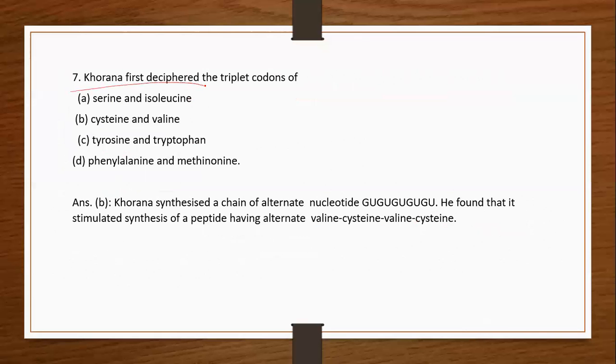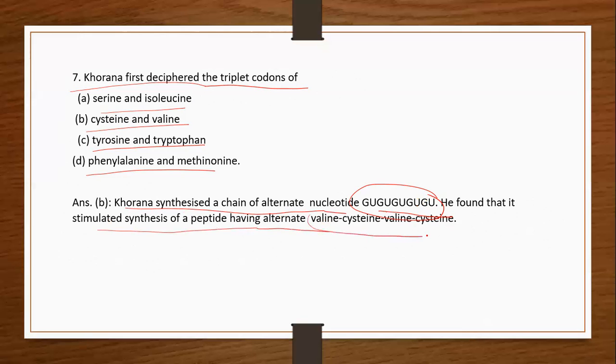Next question is, Khorana first deciphered the triplet codons of serine and isoleucine, cysteine and valine, tyrosine and tryptophan, phenylalanine and methionine. Khorana synthesized a chain of alternate nucleotides, and he found that it stimulated the synthesis of peptide having alternate cysteine and valine. This is cysteine, valine, cysteine, valine, cysteine. So this was the sequence which coded for these amino acids. So option B is the correct answer, cysteine and valine.